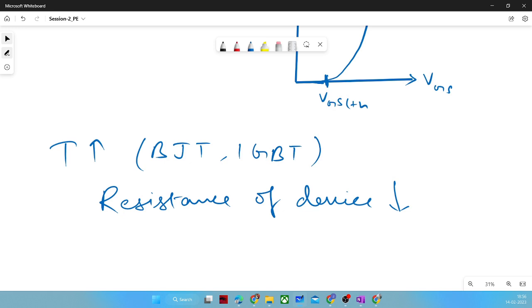Once you are conducting your switch for any application, let's say you have connected these BJTs and IGBTs to any inverter or any rectifier. Now what happens? Current will flow, some losses will occur, and those losses will increase the temperature. When the temperature is increased, your resistance will be decreased because this is a negative temperature coefficient. Some of you correctly pointed out.